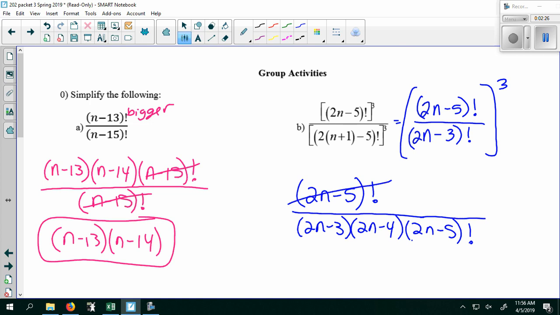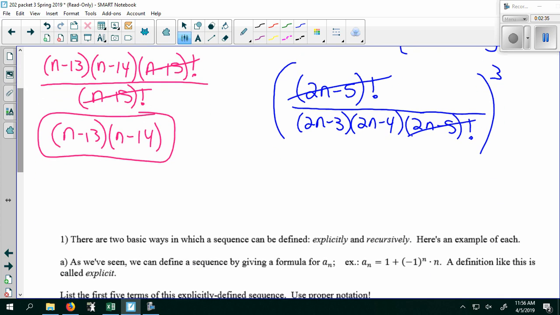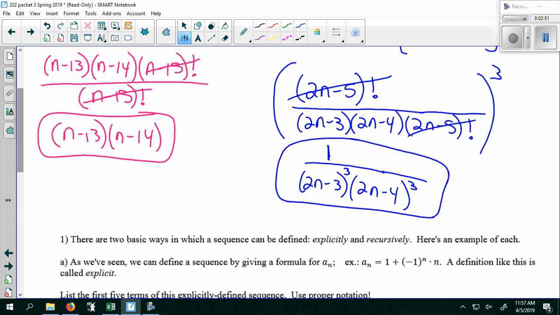So my factorials cancel. And remember, all this is cubed. So my answer is 1 over 2n minus 3 times 2n minus 4. And then I'm going to cube the numerator and the denominator. 1 cubed just stays 1, and then I can cube each of these terms. Shouldn't have said terms. I can cube each of those factors.